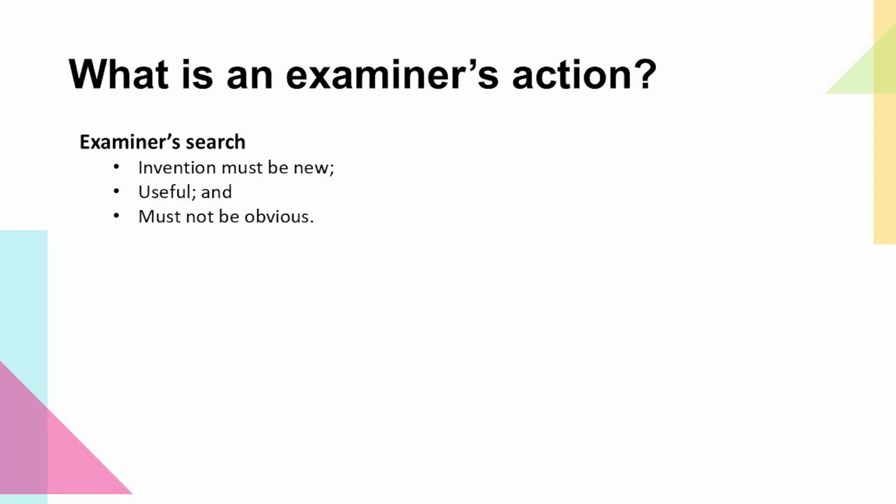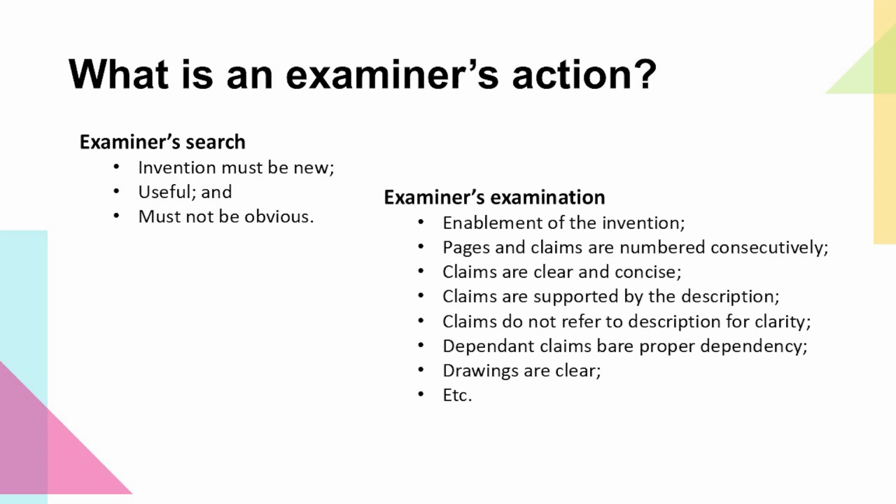So, first, the examiner will perform their own search to make sure your invention is new, not obvious, and useful. Then the examiner will make sure that the application complies with other parts of the Patent Act and rules. These can be things like the page numbering being consecutive, the invention can be enabled or put into practice, that the description is not misleading, the claims numbering is consecutive, the claims have a clear foundation in the description without referring to the description, that the claims are clear, concise, and consist of a single sentence, that drawings are clear, and the list goes on and on.